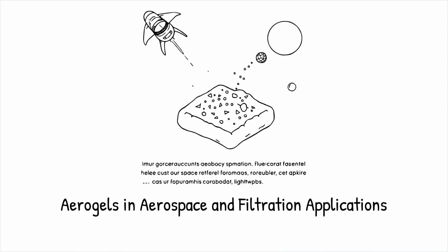NASA uses silica aerogels for capturing cosmic dust particles during space missions due to their low density and high impact absorption. Aerogels are like a solidified cloud, light, porous, and capable of holding incredible amounts of material within their vast internal spaces.